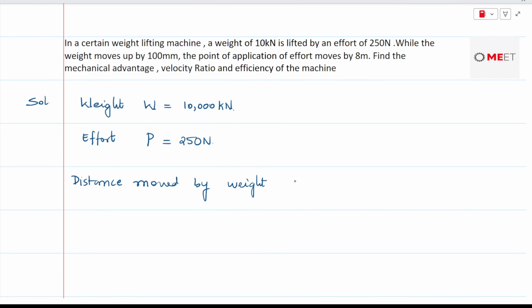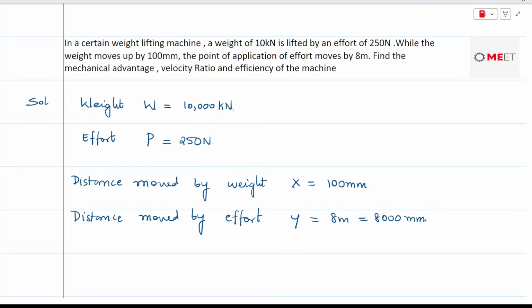is equal to, let's say it is x, and that is 100 mm, and distance moved by effort, that's equal to y. It is 8 meters or 8000 mm.